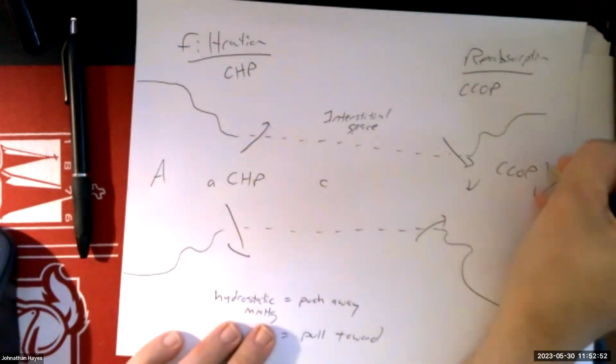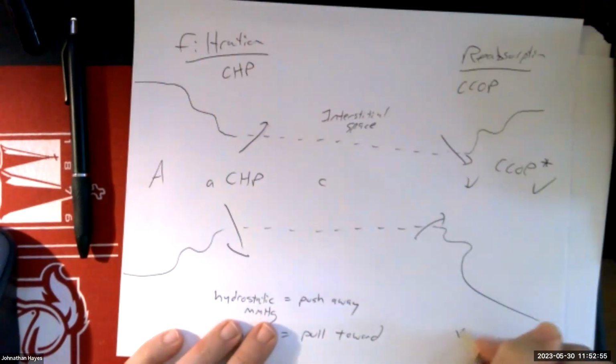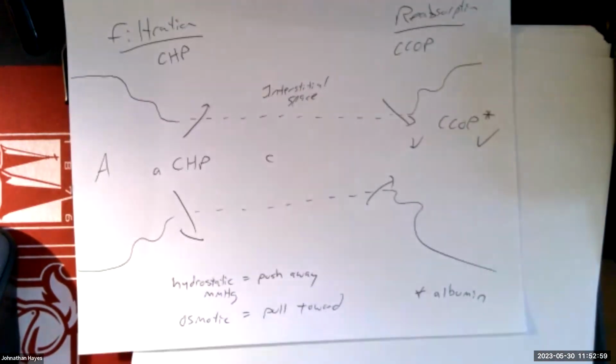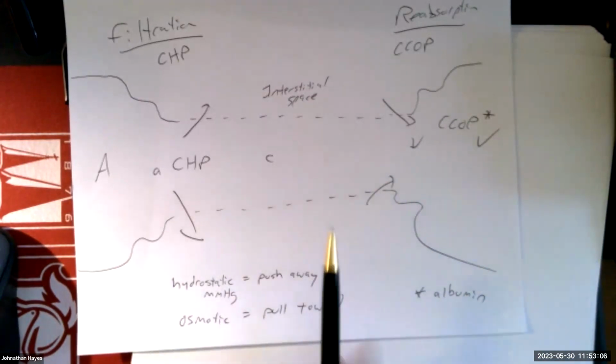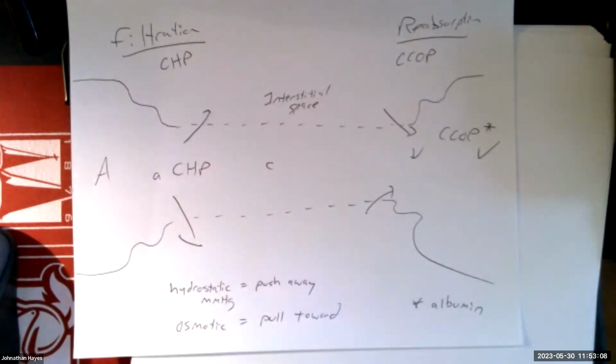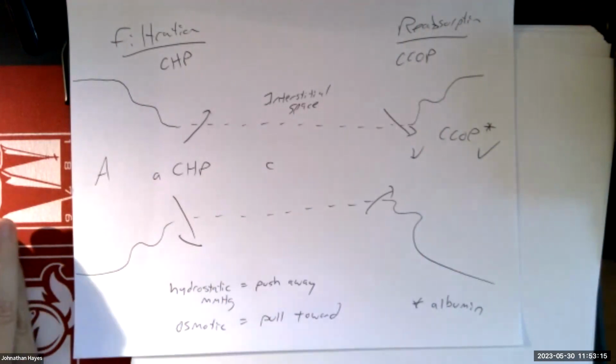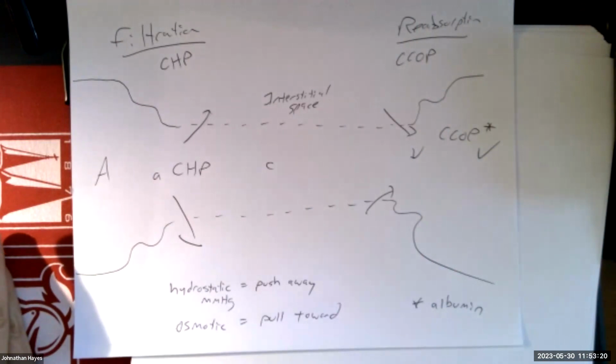Most of your CCOP, I'm just going to put a little star here, is generated by a plasma protein called albumin. And because we have a higher protein concentration in the blood than we do the interstitial space, that's what allows reabsorption to work, right? So if I end up with a disease like kwashiorkor, which I think I put in your PowerPoint somewhere, maybe. Maybe I didn't.